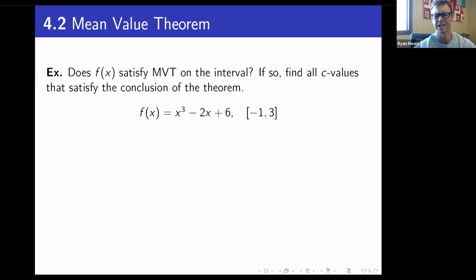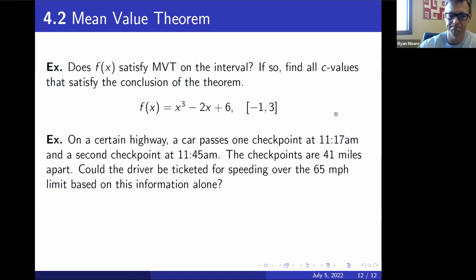Let's check these out. Just kind of did these, like I called it before, the bread and butter questions. These are fine, and they develop our intuition for Rolle's theorem and the mean value theorem. Let's investigate a little bit further with this application.